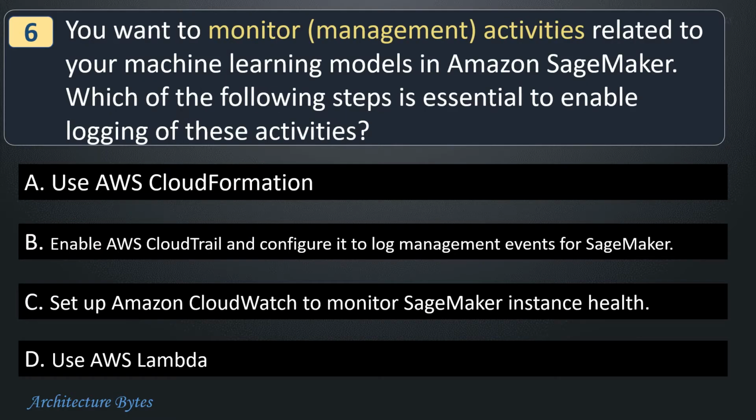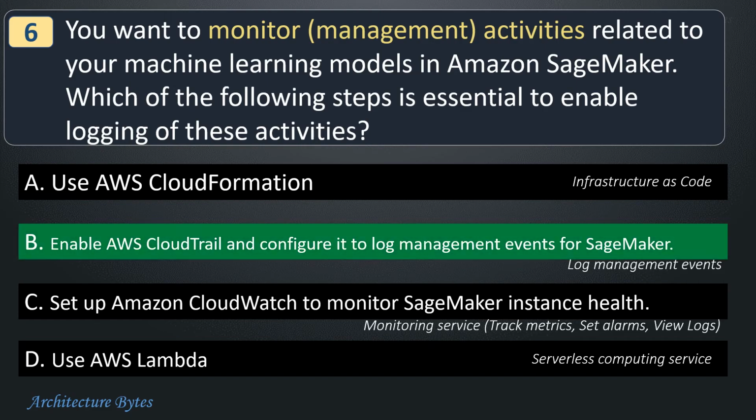You want to monitor activities related to your machine learning models in Amazon SageMaker. Which of the following steps is essential to enable logging of these activities? Option A, use AWS CloudFormation. Option B, enable AWS CloudTrail and configure it to log management events for SageMaker. Option C, set up Amazon CloudWatch to monitor SageMaker instance health. Option D, use AWS Lambda.